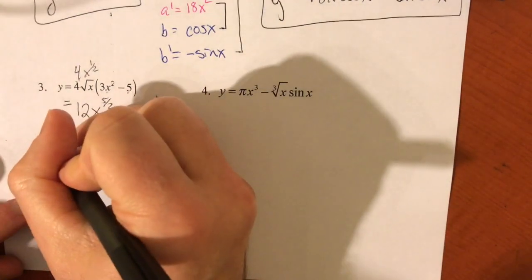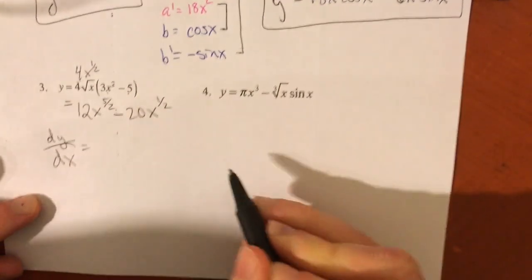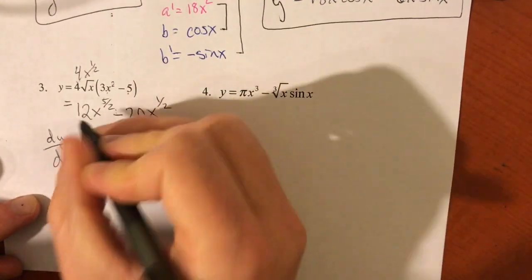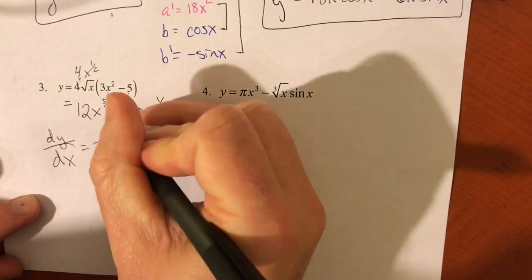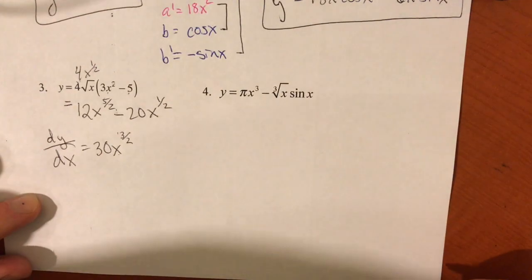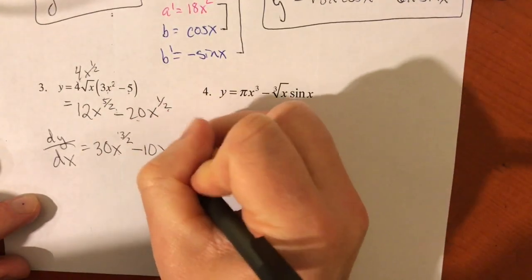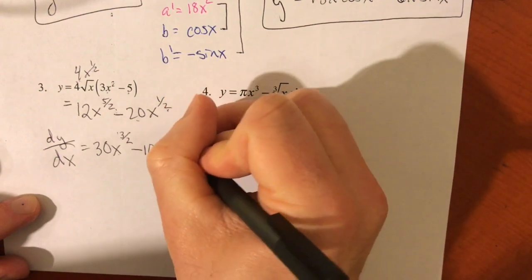And so dy/dx or y prime is equal to just power rule. 5/2 times 12 is going to give you 30 x to the, subtract 1 from that exponent, so subtracting 2 halves, 3 halves. 1/2 times -20 gives you -10 x to the, subtract 1 from 1/2, you have -1/2.